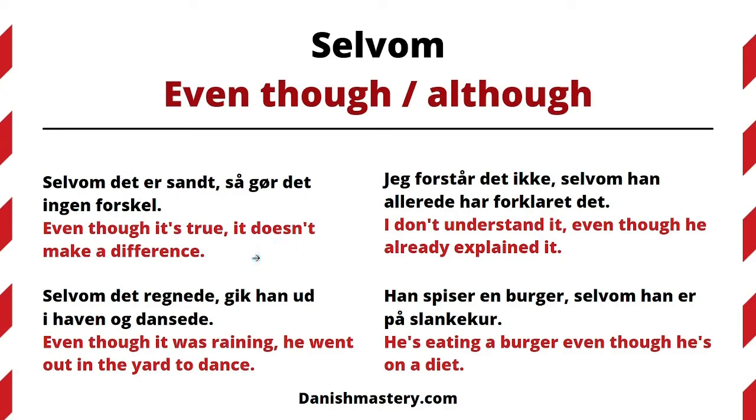Selvom det regnede, gik han ud i haven og dansede. Even though it was raining, he went out in the yard to dance. Although literally it said, he went out in the yard and danced. Dansede, past tense. Alright, coolio. Så ved den her.